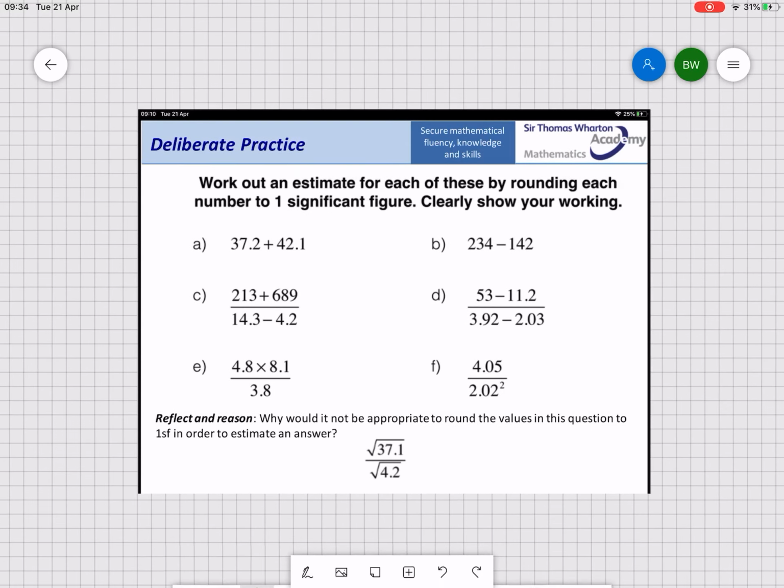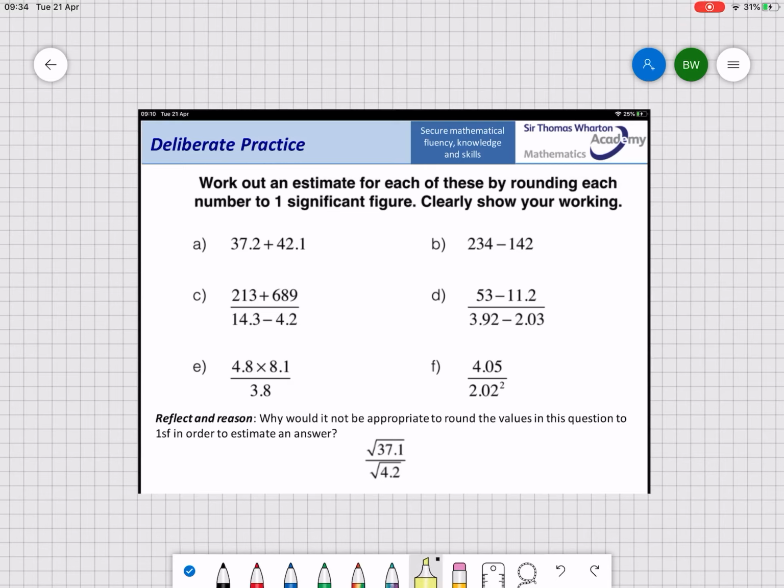Okay? So have a go at these questions on here. It's the same idea where you've got to round to one significant figure each time. So I'd pause the video, answer these questions, and I'll go through them. Okay, so rounding each of these to one significant figure. So the first one would be 40 plus 40, which is 80. The second one, 200 minus 100, which is 100.